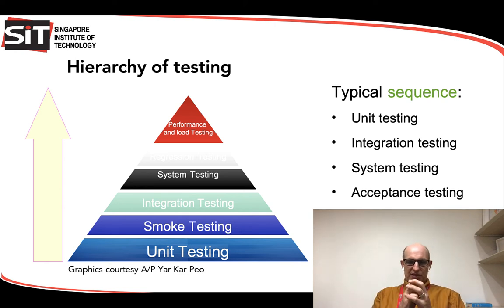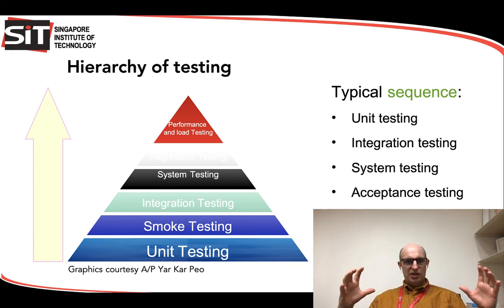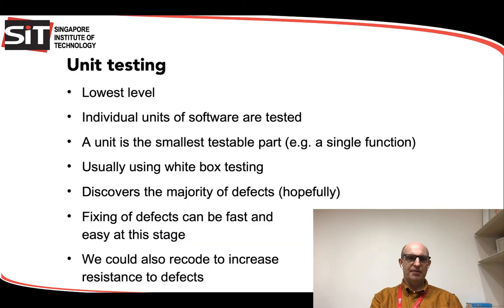Typically, we start off with small units of software, and we test those. When those units are tested and we're confident that they're good, we start to integrate them together, and we test bigger blocks. Finally, we end up with a system, which we test. When the system has been tested, we tend to give it to the customer for acceptance testing.